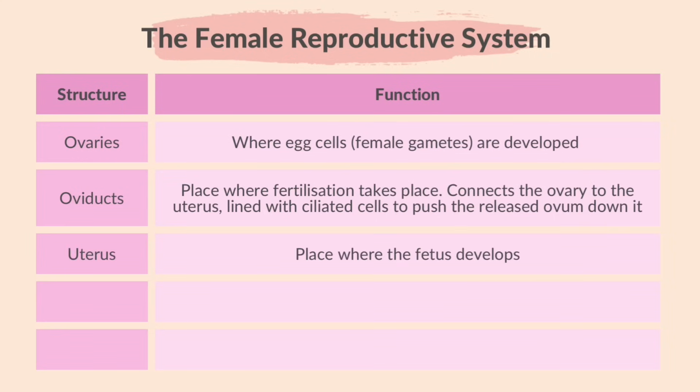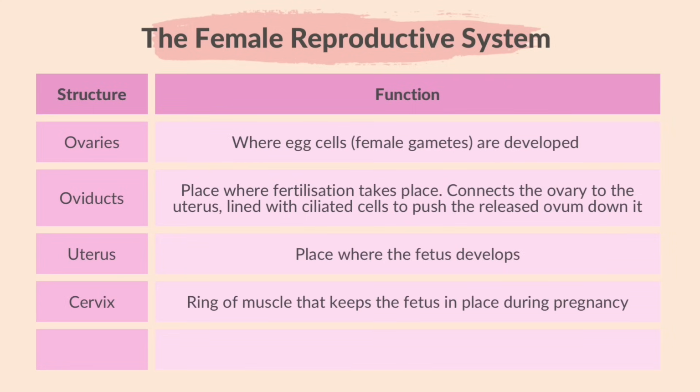The uterus is the place where the fetus develops. The cervix is a ring of muscle that keeps the fetus in place during pregnancy. And the vagina is the entry point for the penis.